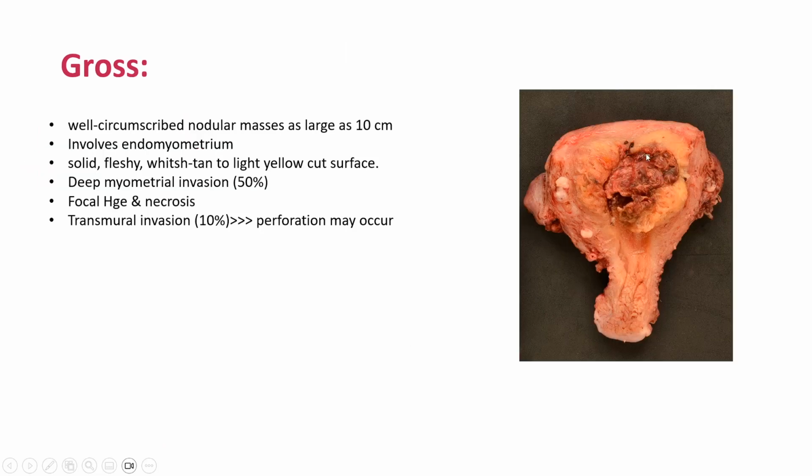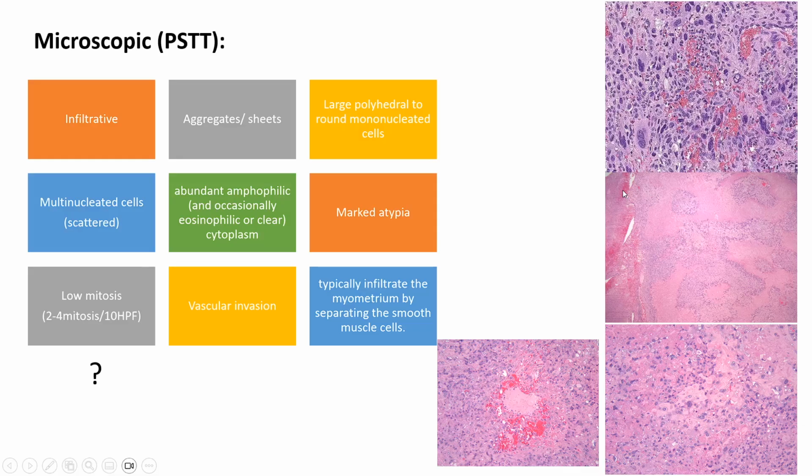So grossly, we have a tumor that is almost well circumscribed and nodular, invading the endomyometrium and involving both, with a tan to light yellow cut section. Deep myometrial invasion occurs in 50%, may reach up to perforation, and hemorrhage and necrosis for sure are seen.